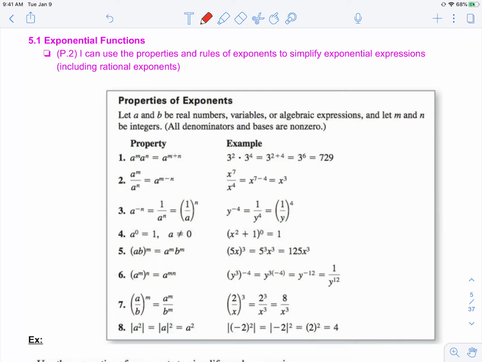Now that we're exploring exponential functions, it's a good time for us to review our properties of exponents. Look this over. This should feel like a review from Algebra 1. So remember, when you're looking through this table, m and n are integers, and all denominators and bases are non-zero.